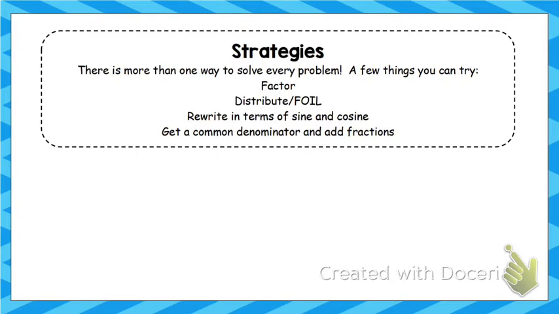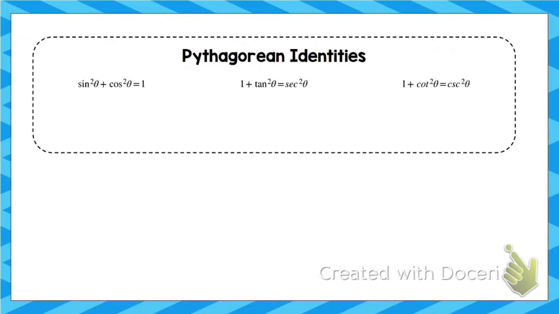You can try, depending on what you have, factoring, foiling, rewriting things in terms of sine and cosine. If we have things that we can add with fractions, we might need to get a common denominator. These are some things that you'll start to see in some of the more complex problems. What we're also going to introduce are some additional new identities. Now, we're not going to get into kind of the hows and the whys where all these things come from. We're welcome to do that in class if you guys are curious.